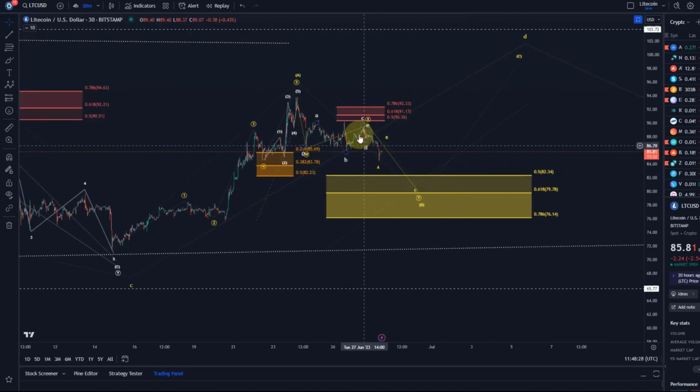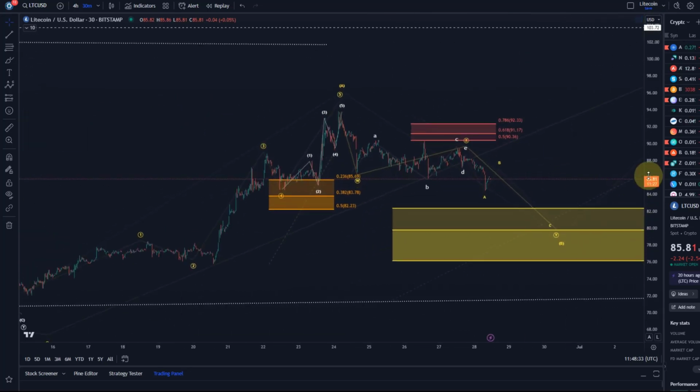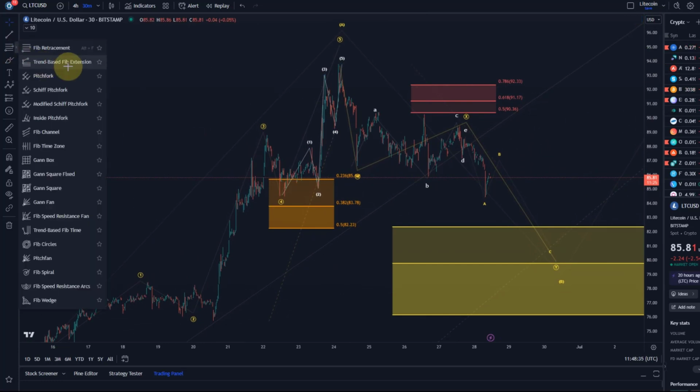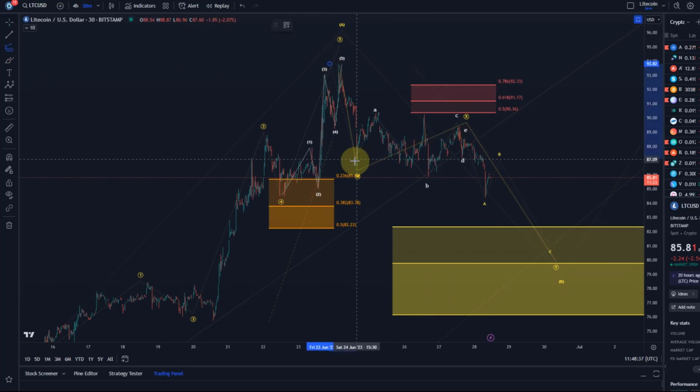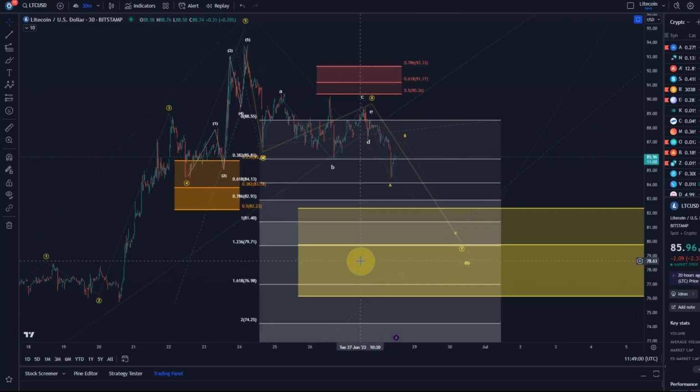What would be a key target? What we can do with the triangle, now that it's finished, is take the length of the wave W, go to the end of the triangle, which is the E wave high, and measure the projected length for the wave Y. This is then WXY, the complete corrective pattern. Target-wise, we're looking at the 81.40 level. That's the 100% extension, or $77 is the 1.618 extension.